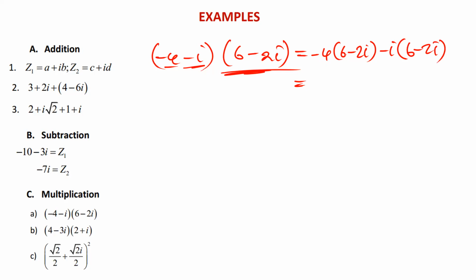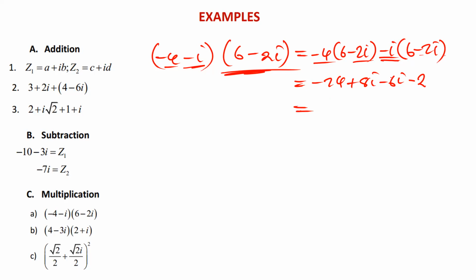You have -4 and 6 there. When you multiply them, you're getting -24. -4 and -2i, you're getting +8i. Then you have -i times 6, you're getting -6i. Then -i times -2i is going to give you -2 as the answer.